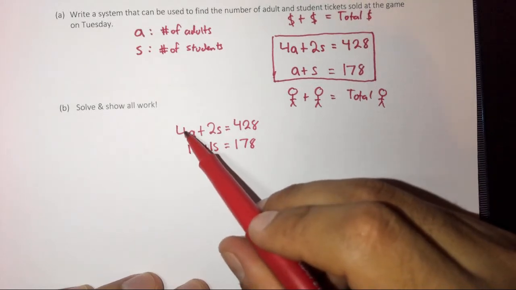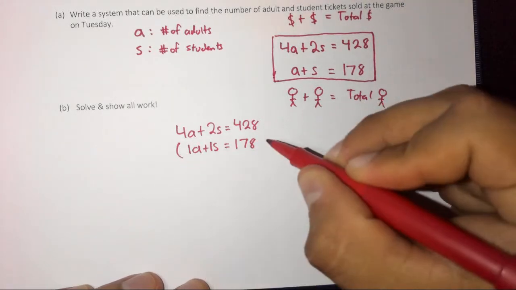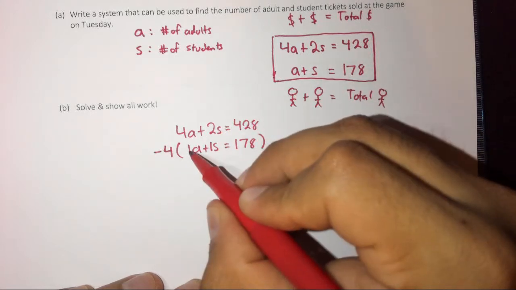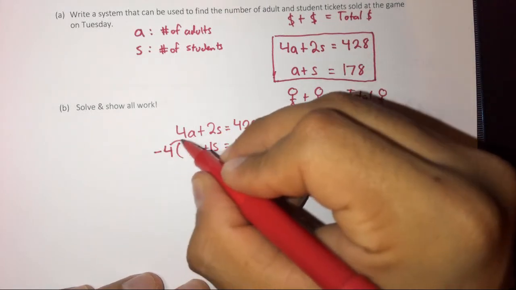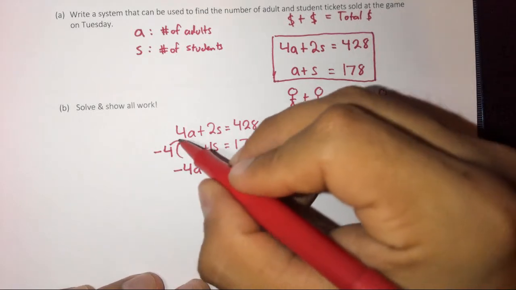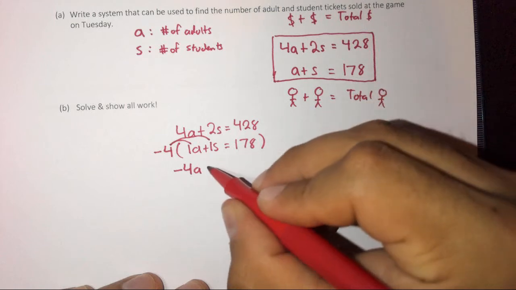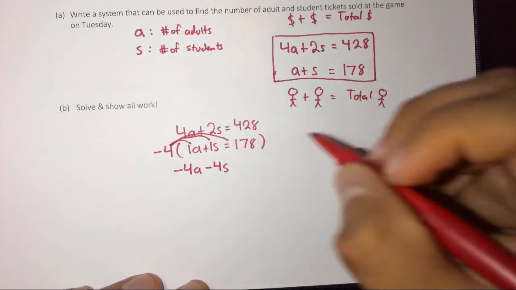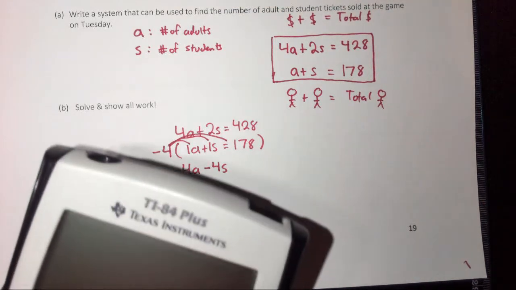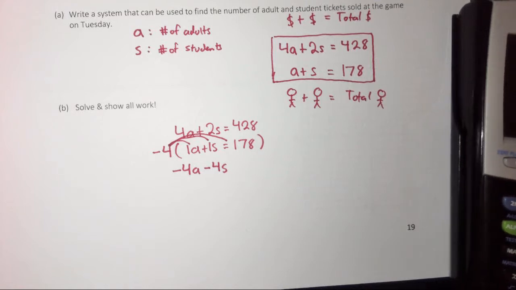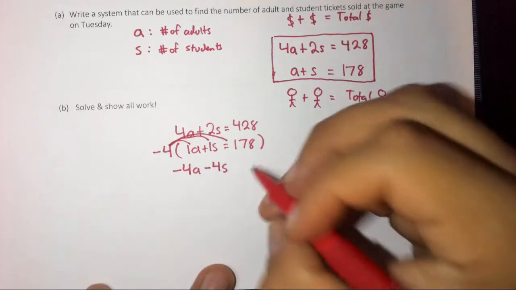To cancel out a 4A, I'm going to multiply the bottom by negative 4. Right? Because 1 times negative 4 is going to give me negative 4A. So if I multiply this, that's going to give me negative 4A. Negative 4 times 1S is going to give me negative 4S. And then negative 4 times 178. Good thing I have my calculator. Gives me negative 712.